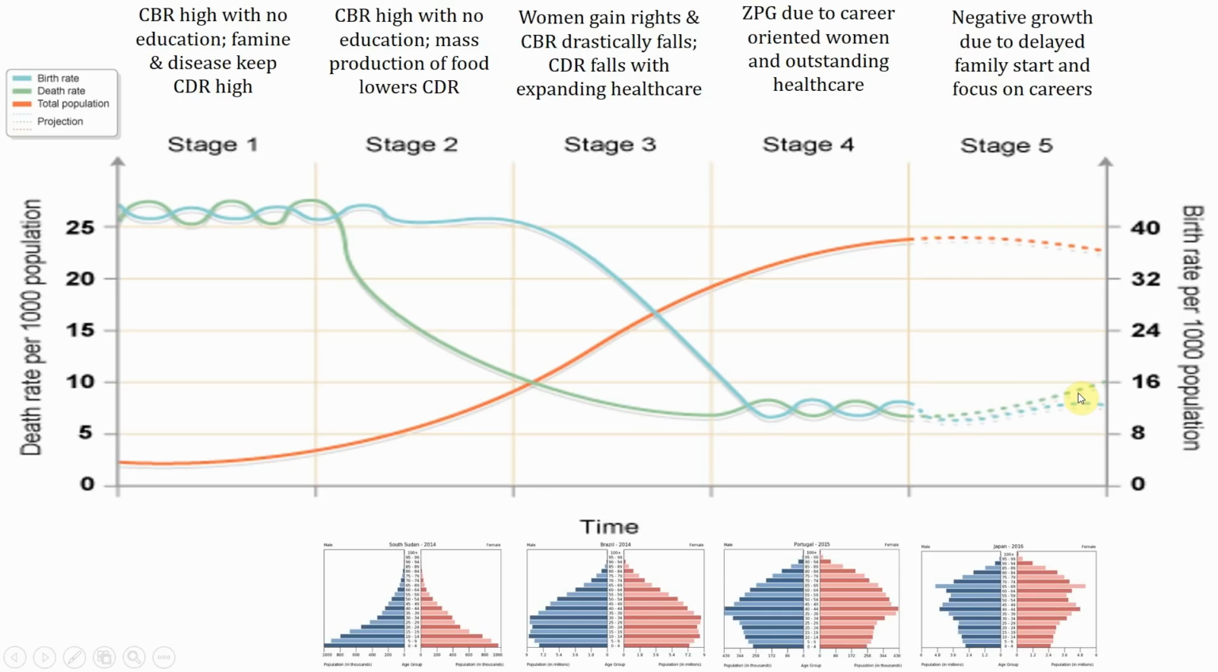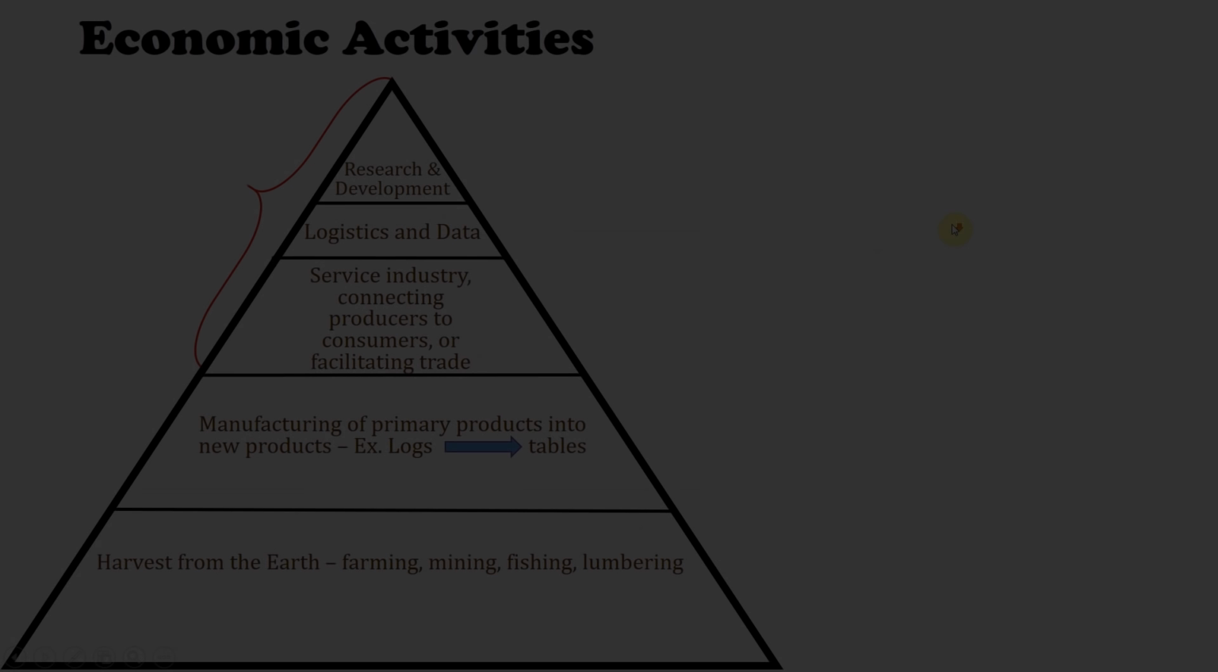These 5 stages of growth will all dictate to you a few things about a country. Usually it shows its development. So countries in stage 2 and 3 are less developed or developing. Countries in stage 4 and 5 are more developed or developed countries.